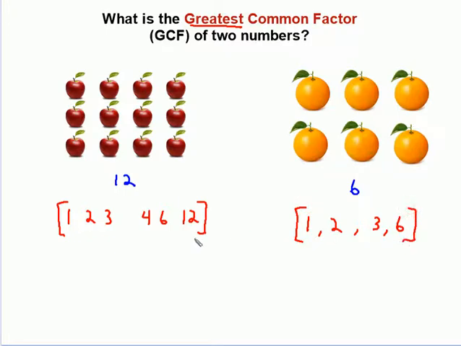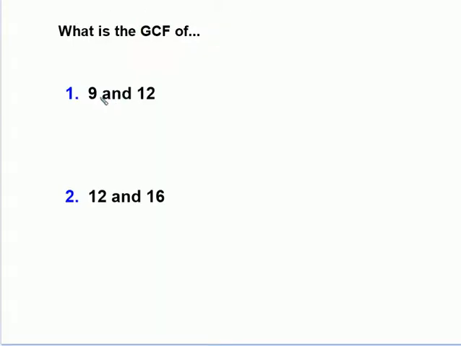Well, what is the greatest common factor? They both have 1 as a factor. They both have 2 as a factor. They both have 3 as a factor. Only 12 has 4 as a factor. And the number 6 is a factor of both of them. And that is the greatest common factor that both of them have together. So 6 is the greatest common factor of those two numbers. And we found that simply by listing them out and finding the biggest number that both of them had in common. Let's do 2 more examples.